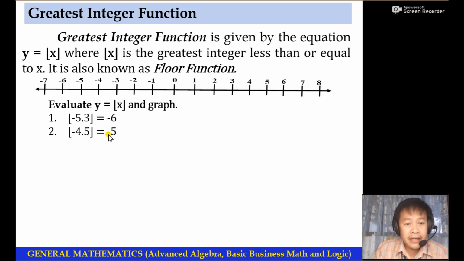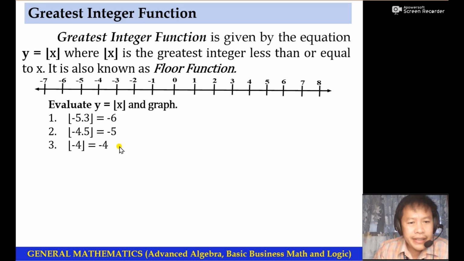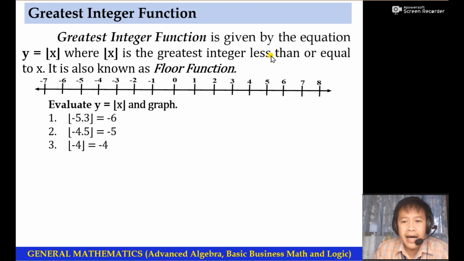And that is negative 5. Do not get negative 4 because negative 4 is greater than negative 4.5. Did you understand? Okay, number 3. Negative 4. The answer is negative 4 also because the definition of greatest integer function is the greatest integer less than or equal to.